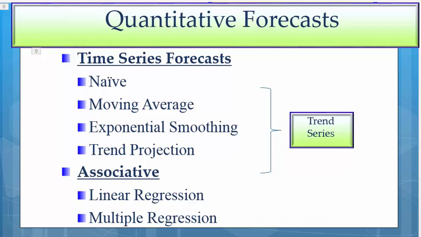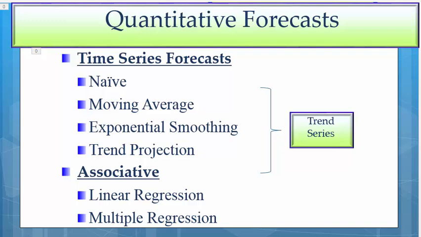The models on the bottom, linear regression and multiple regression, we use when we think something other than time might be a better thing to predict the future. For example, we know that over time the demand for business classes is growing. There's no question about that, right? Each semester there are more students in the business program, and so we can pretty accurately say that the demand is growing based on time, right? Time is a good predictor.